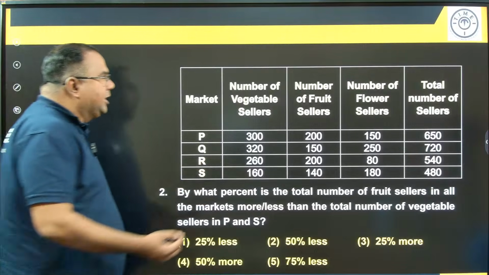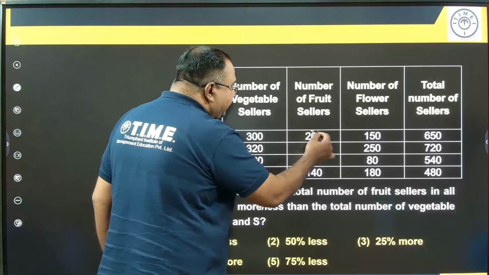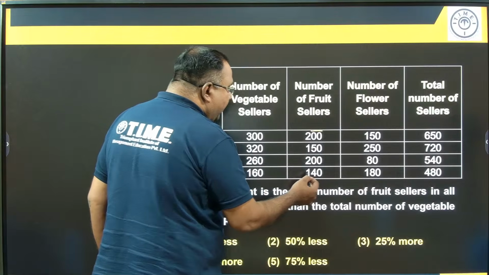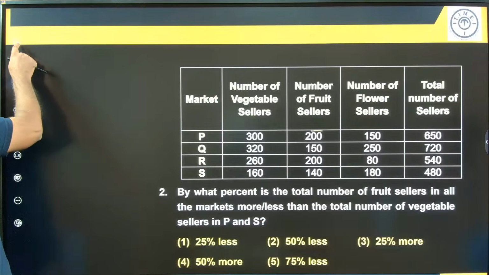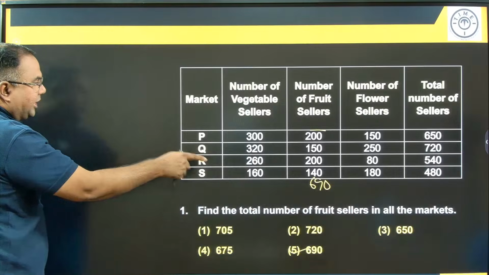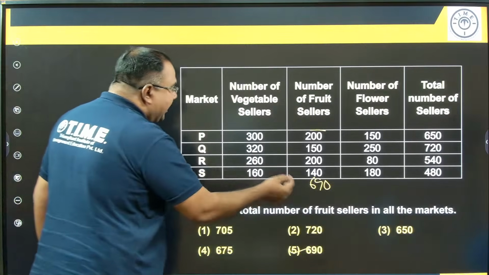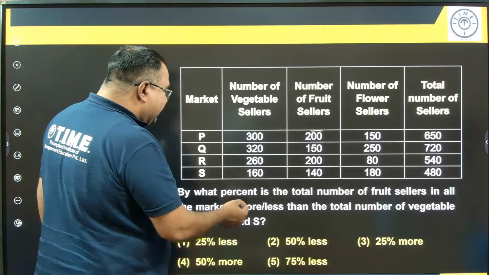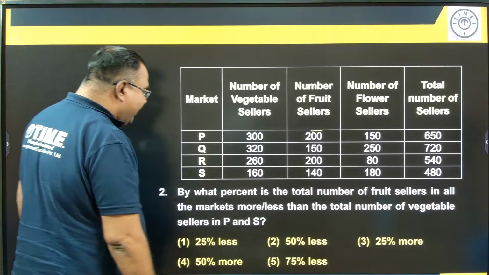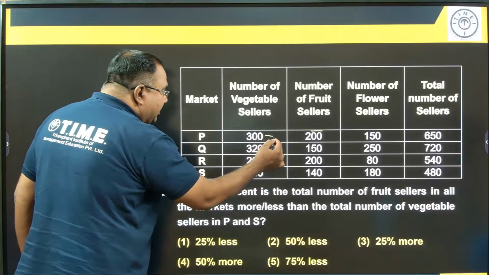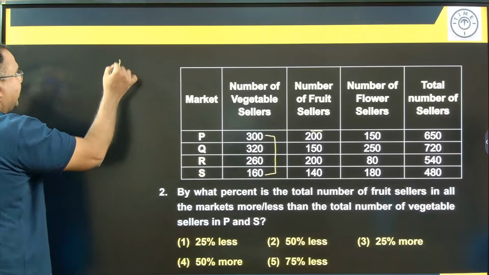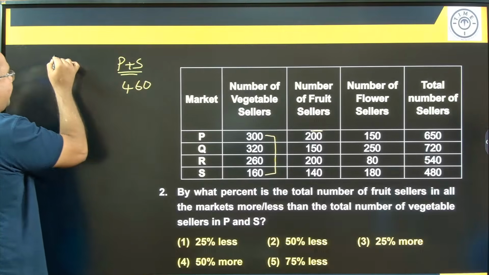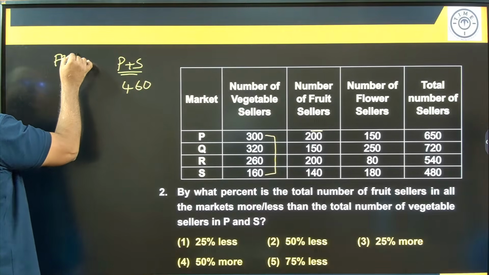Let's look at this. Total number of fruit sellers. How do you get the total number of fruit sellers? We need to add these. We have already added this, right? We have done this in the earlier question. Again, don't calculate. Total number of fruit sellers we already did: 690, right? So total number of fruit sellers in all the markets, what percentage more or less than vegetable sellers in P and S? Vegetable sellers in P and S, P plus S, is 460. Total fruit sellers, 690.